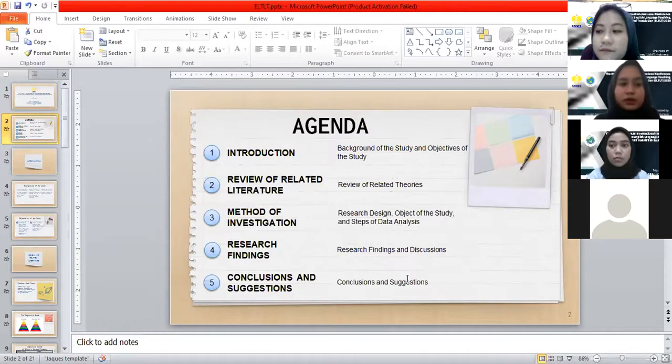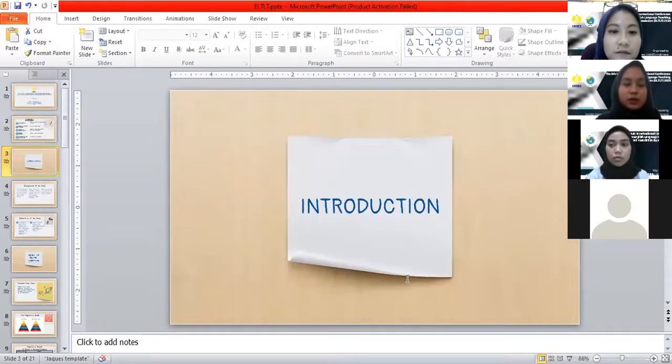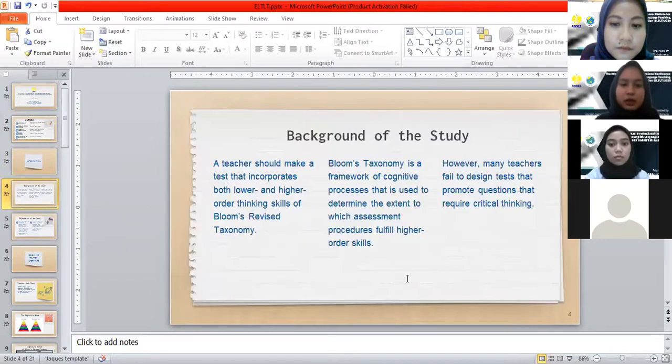The first agenda is the introduction. There are two parts. The first one is the background of the study, and the second one is the objectives of the study. For the background of the study, a test is one of many methods and tasks that the teacher can employ to assess students' knowledge and skills. The teacher should make a test that incorporates both lower and higher order thinking skills of Bloom's revised taxonomy, as a test should demand deep thought to promote critical thinking of the students instead of just merely remembering and understanding.